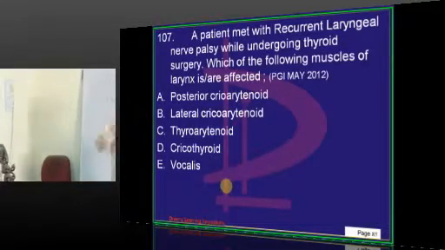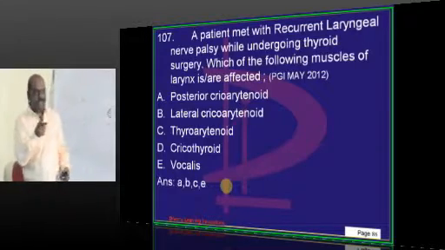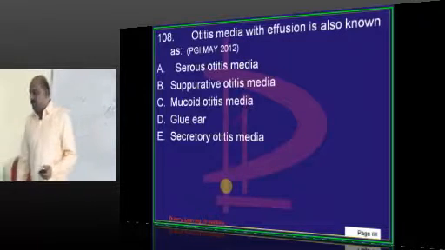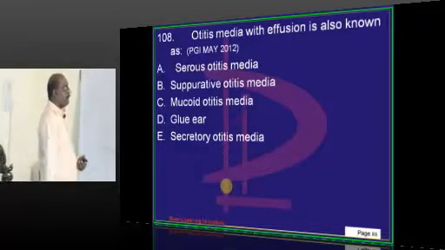All muscles are supplied by the recurrent laryngeal nerve except only one muscle, which is cricothyroid, which is supplied by the external laryngeal nerve, is what you have to ultimately remember.